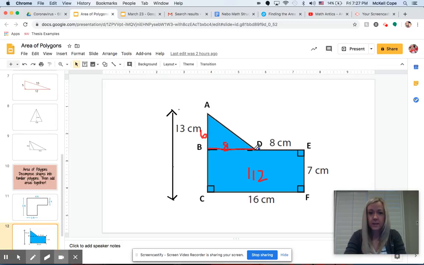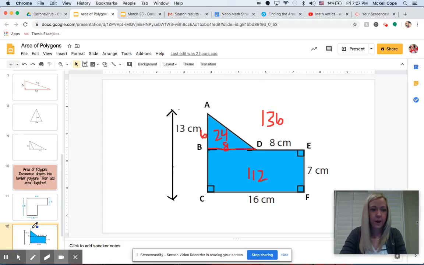So 6 times 8 is 48, but that is not my area because I have to then divide it by 2. 48 divided by 2 is 24. And then I add these two together to find the total area. So 24 plus 112 is going to give me a grand total of 136.